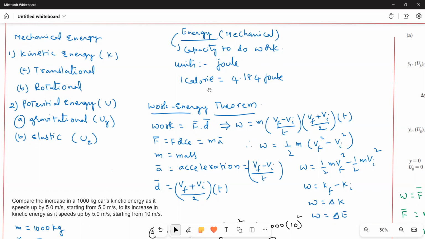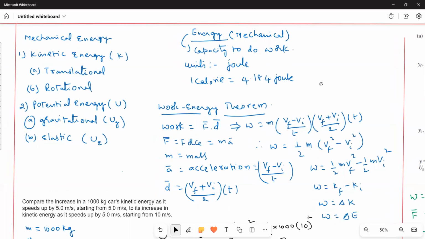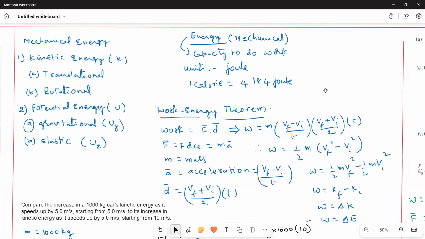One calorie is equal to 4.184 joules, and this is called the mechanical equivalent of energy. Today we are going to study mechanical energy: kinetic energy and potential energy. Under kinetic energy, we will study translational kinetic energy and rotational kinetic energy. Under potential energy, we will study gravitational potential energy and elastic potential energy.